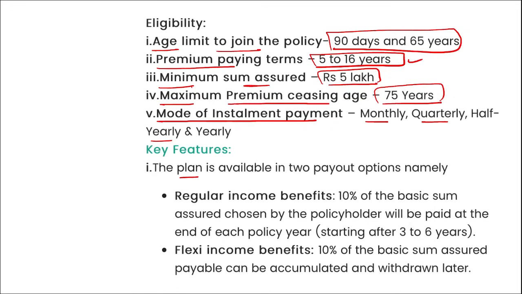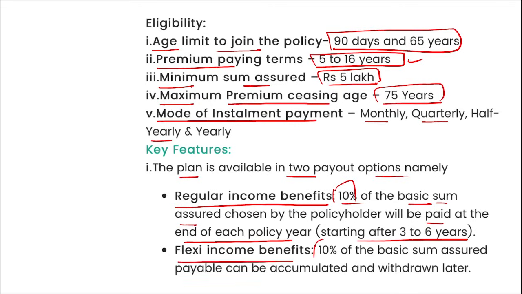Then this plan is available in two payout options. One is the regular income benefit, that is 10% of the basic sum assured chosen by the policyholder, which will be paid at the end of each policy year starting after the 3rd to 6th year. Then the flexi income benefit, where the 10% of the basic sum assured payable can be accumulated and withdrawn later when the policy ends, right? So this is the Jeevan Utsav plan with lifetime guaranteed returns launched by LIC.